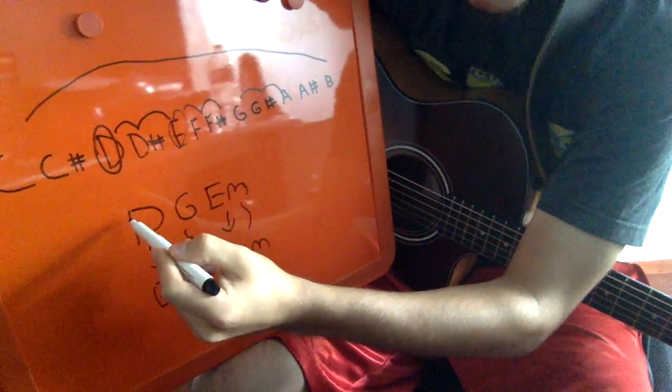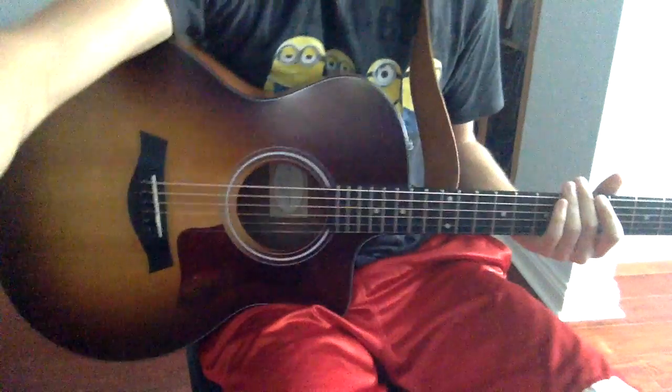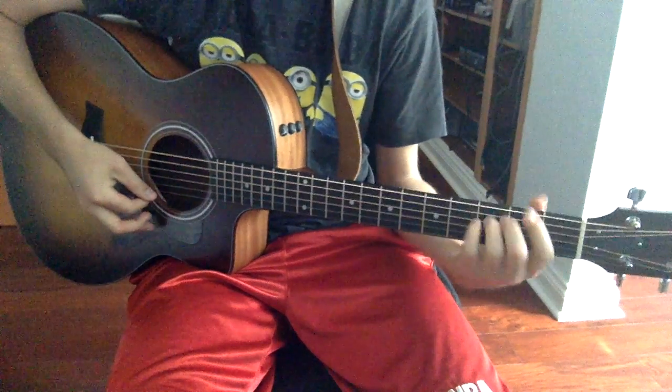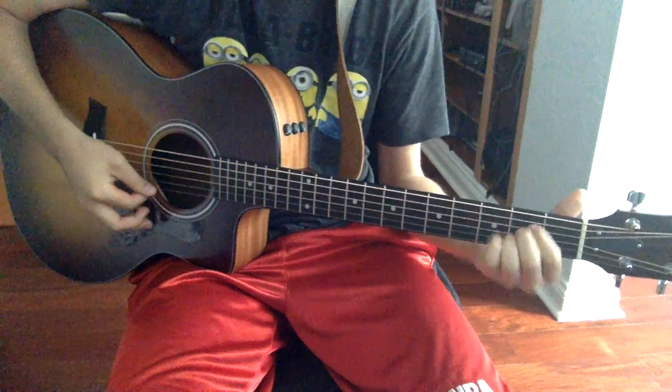So let's get this straight. This is in the key of D, and this is in key E minor. So it's E, A, F sharp minor. Now let's see if it actually worked. E, A, F sharp minor.